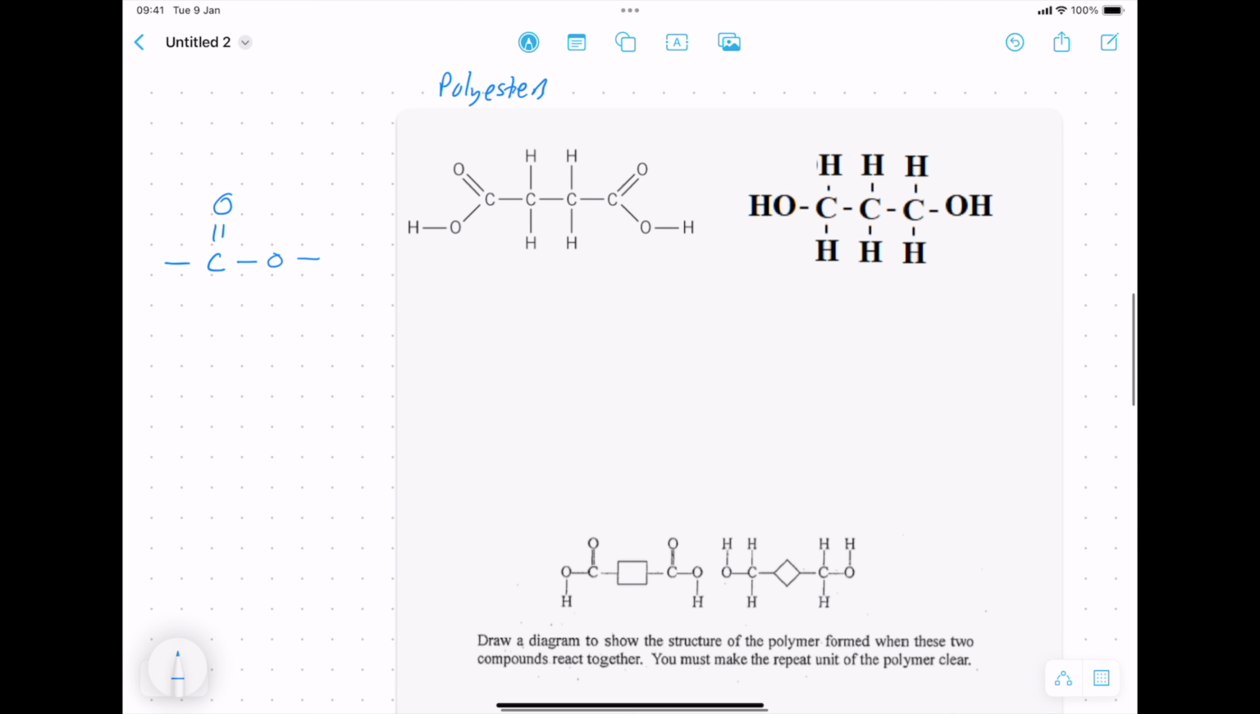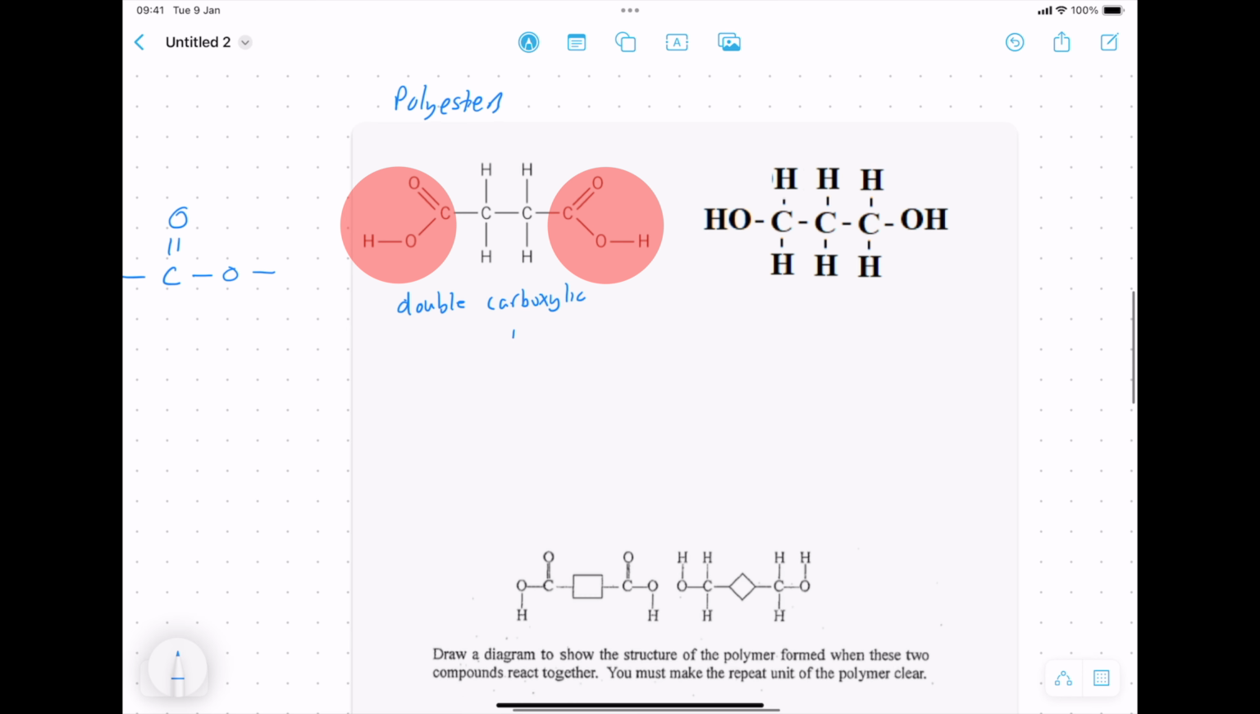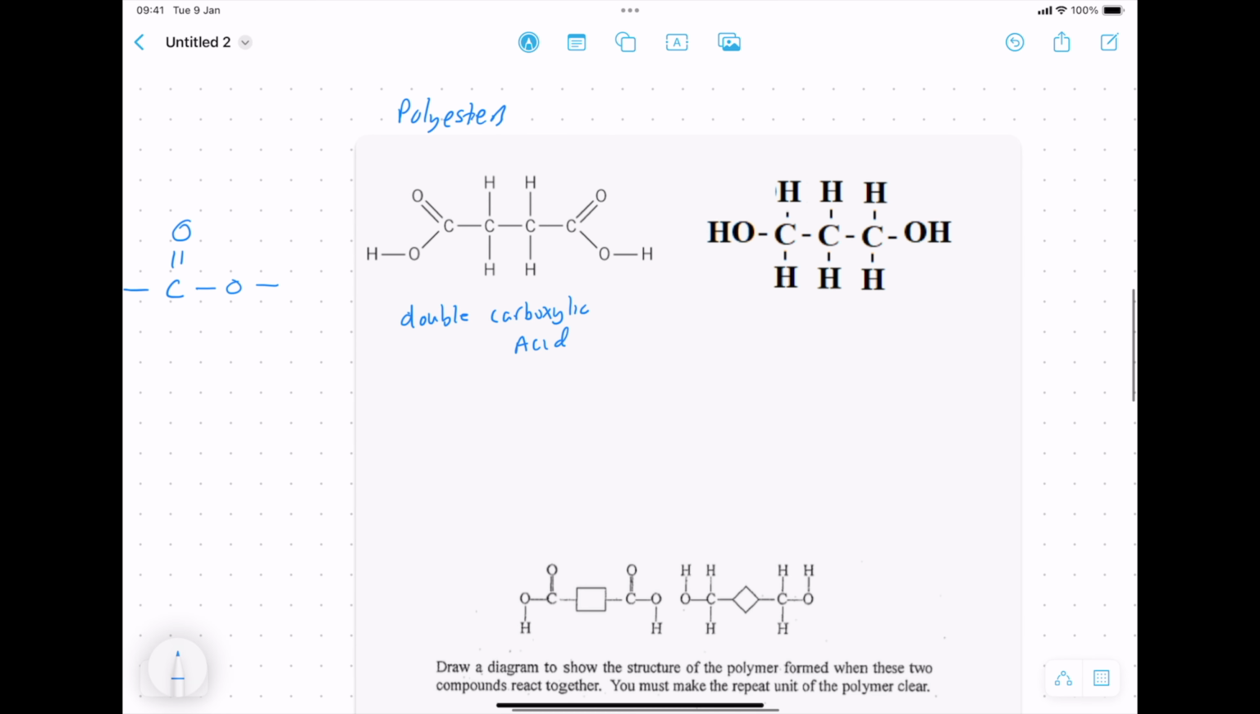What we have on the left hand side is basically a double carboxylic acid, because you've got a carboxylic acid on one side of the molecule and then another on the other side. The molecule on the right hand side is an alcohol, and you can see that it's got two alcohol groups, so it's kind of like a double alcohol, also known as a diol. There's an OH on the first carbon and there's an OH on the third carbon.